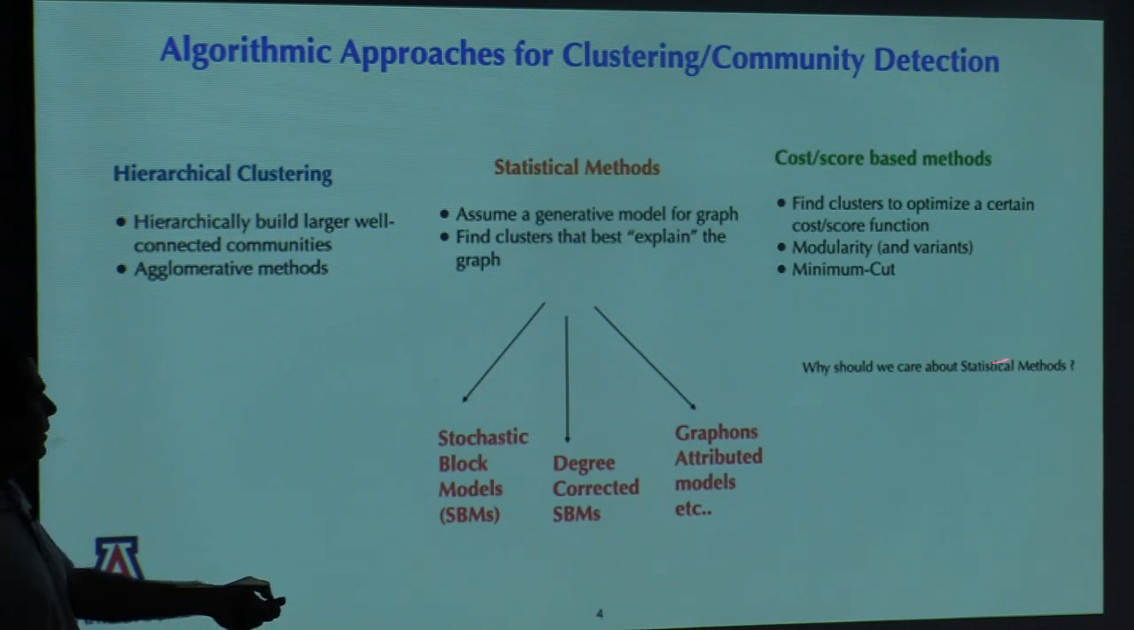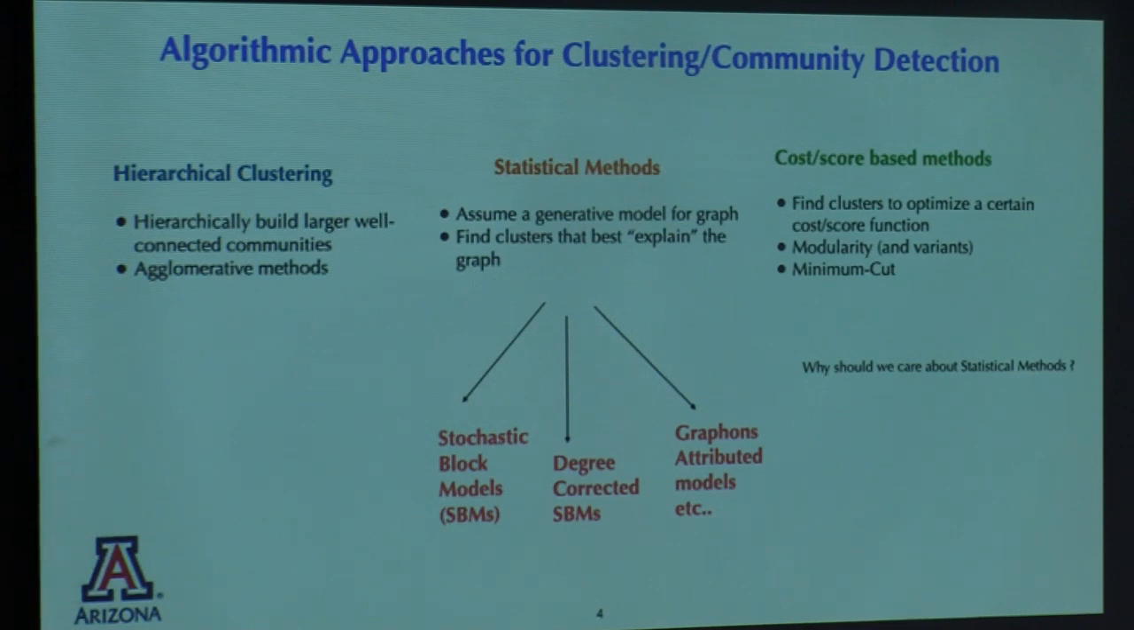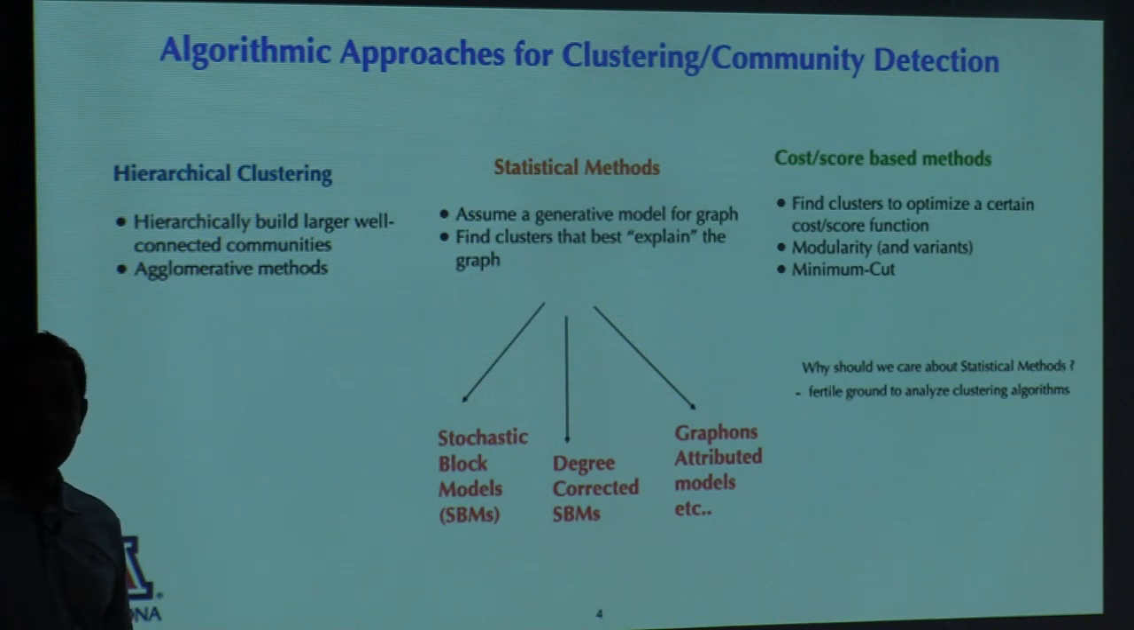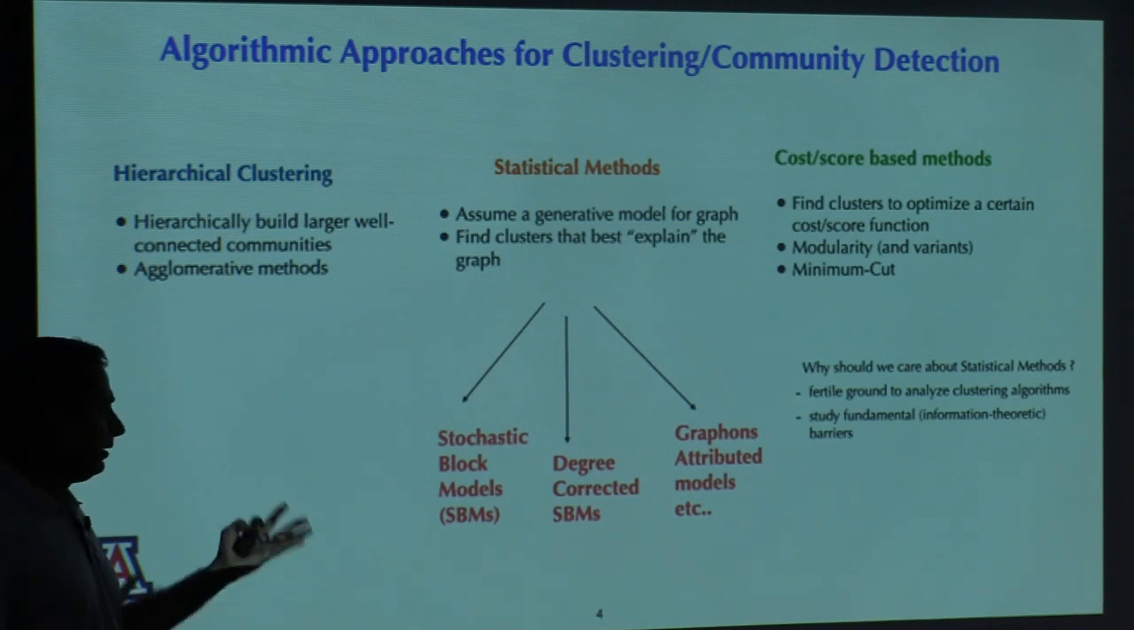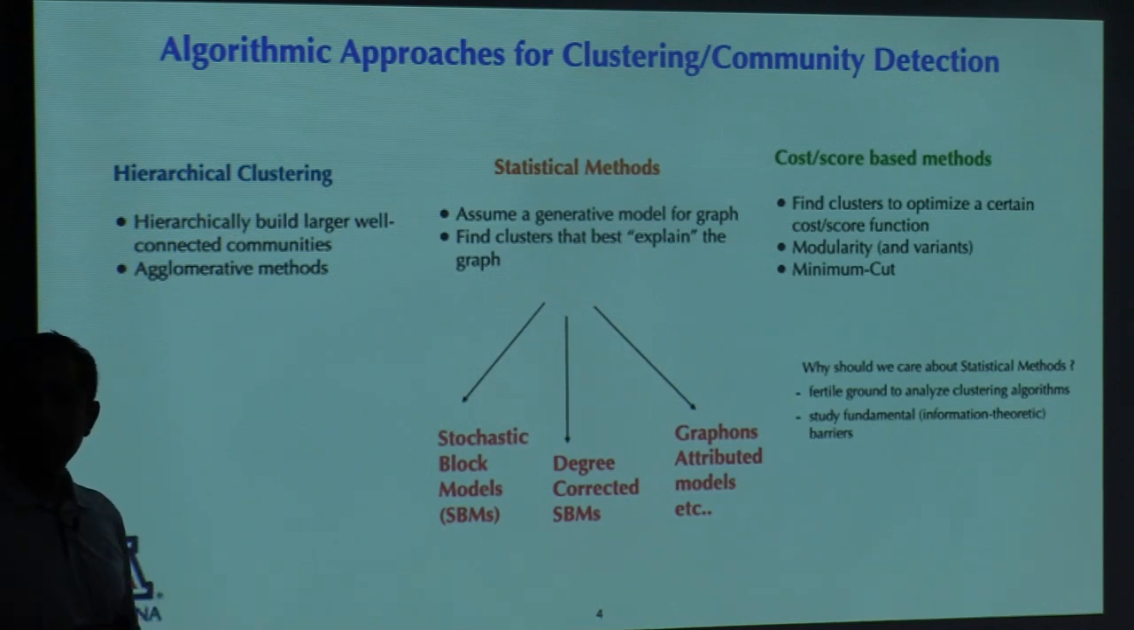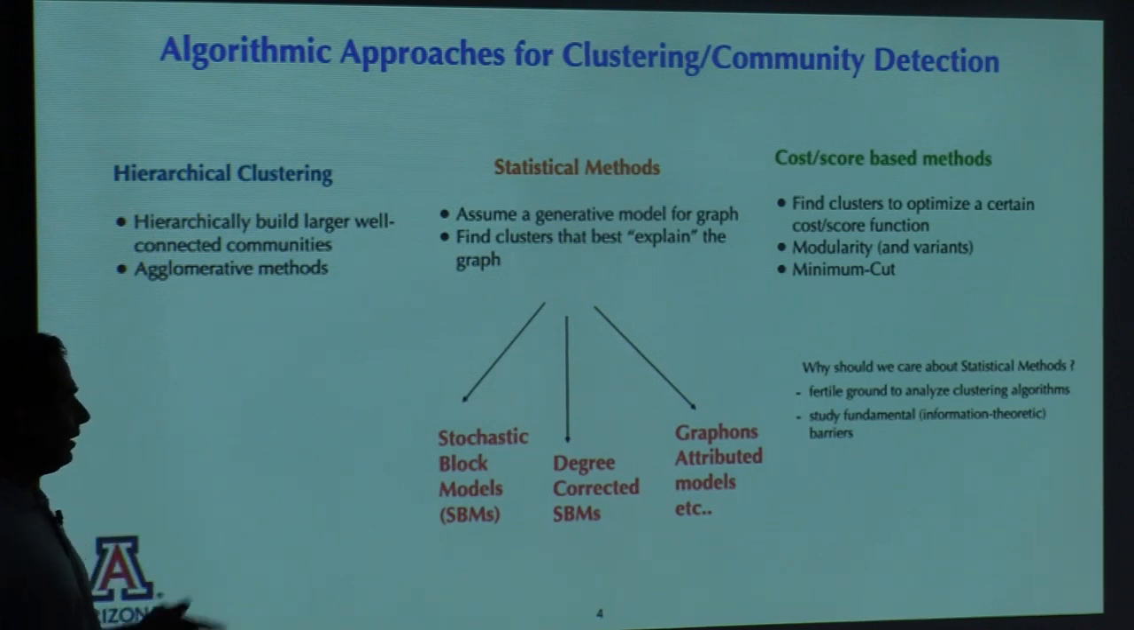So why should we care about statistical methods, or specifically these generative models, and doing clustering with generative models? First of all, it's a fertile ground to analyze clustering algorithms. Once you assume that the underlying graph is coming from a certain distribution, then you come up with your favorite, clever algorithm for clustering, and you can try to analyze that algorithm and see how well you did. Are you truly recovering the underlying communities that the graph was drawn from? There are interesting fundamental, information-theoretic barriers as to when you can cluster and when you cannot, and I'll talk about that in a second.